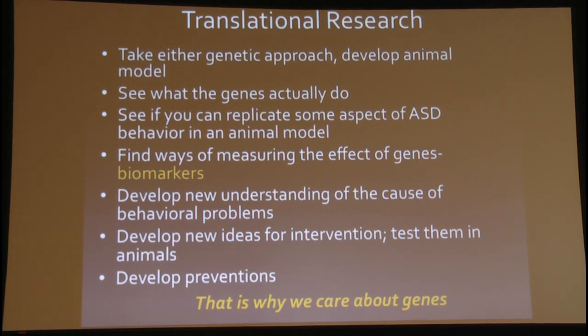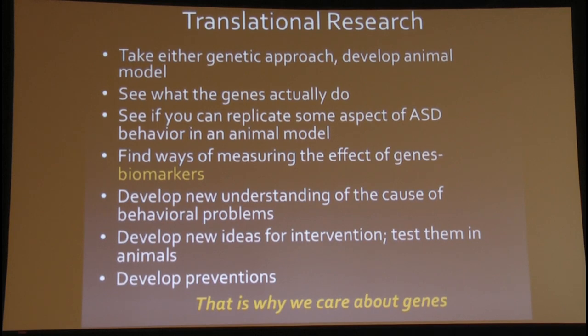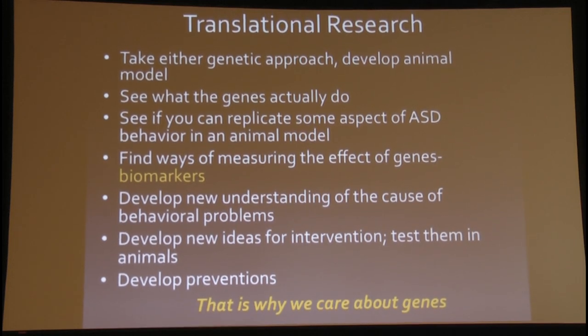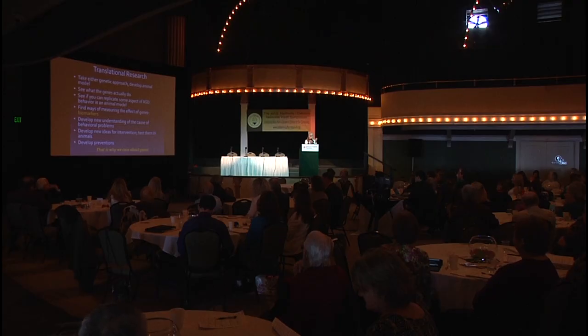This will allow us to then look at animal models, see if we can replicate some of the behaviors in animals, and then find ways of measuring these effects in what we call biomarkers. That could be substances that occur in the blood. It could be changes that occur in the brain. And this, in total, will allow us to go in and understand the root causes, and the whole pathway from the risk gene to what's happening in making proteins, to where it goes in the brain, to how it affects brain development, to how that ultimately affects behavior.